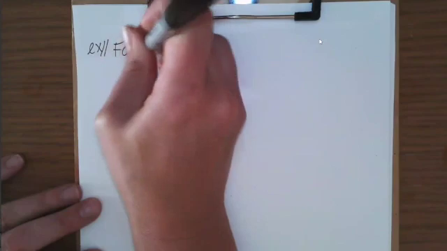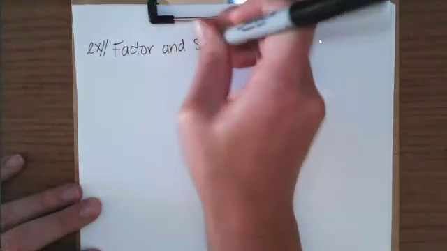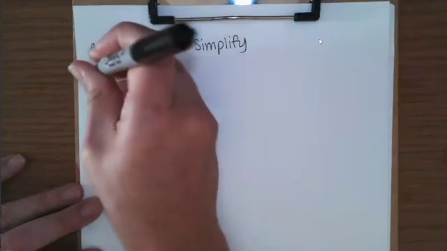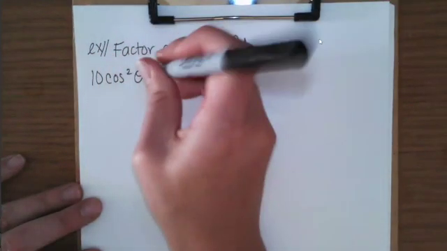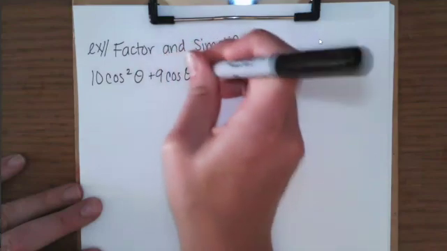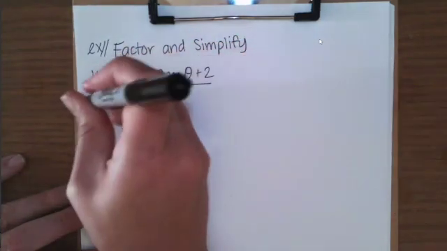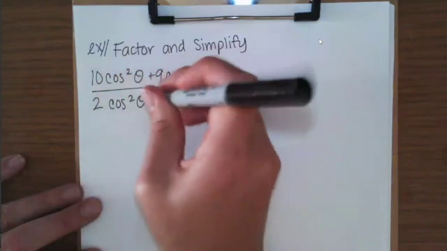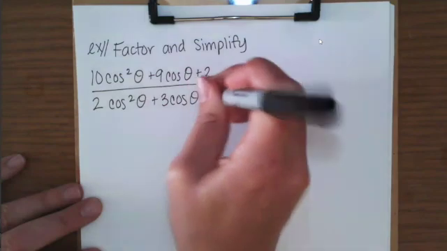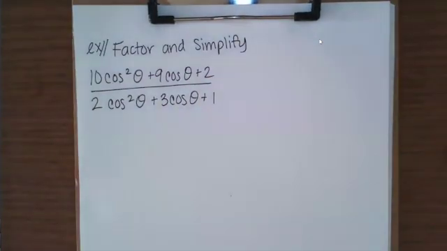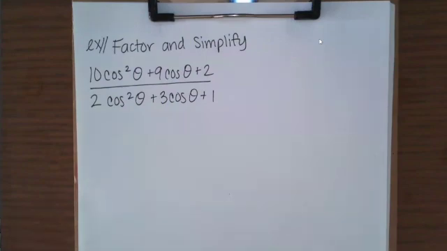We are asked to factor and simplify. And I have 10 cosine squared of theta plus 9 cosine of theta plus 2, over 2 cosine squared of theta plus 3 cosine of theta plus 1. What we want to do is factor the numerator and factor the denominator, and then we're asked to simplify. Once we have them factored, our hope is that we'll have some terms that cancel out. And on your homework, you should have things that work out nicely where things do cancel out.